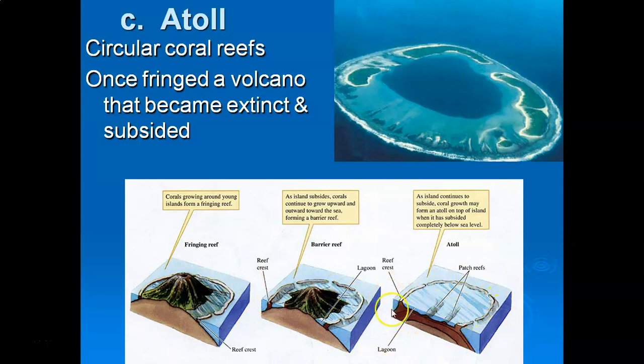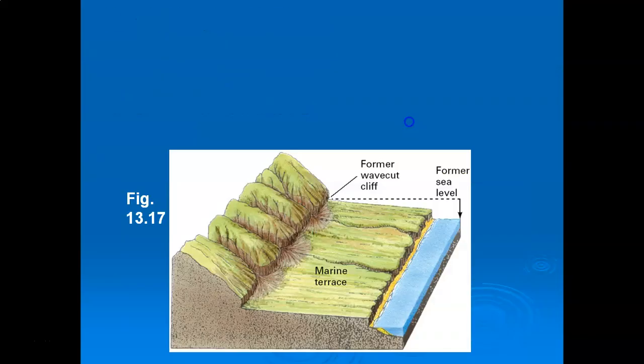Changing sea levels have allowed maybe a little bit of the coral to be slightly above sea level, and then become vegetated. But you can see most of it is below water level. And so you wind up with circular coral reefs. These are really common in the South Pacific, where there was once a lot of volcanic activity, and then the volcanoes have subsided.